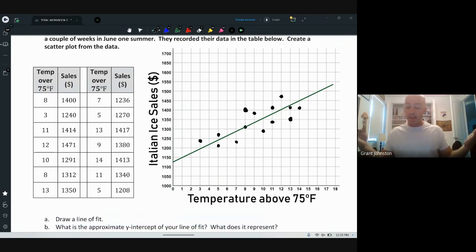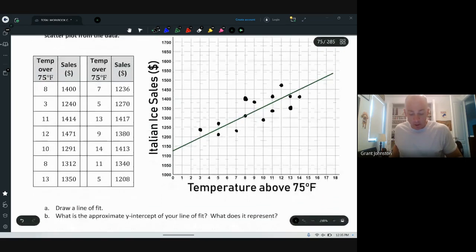So you see what I did there? I tried to split it right down the middle. It looks like I have an even amount above and below. I'm just trying to draw a line that cuts that data. All right. Here we go.